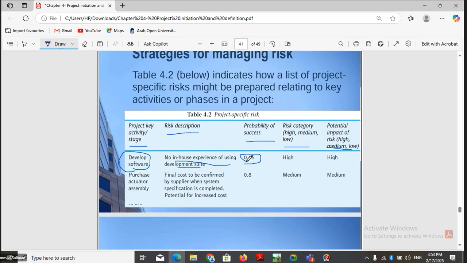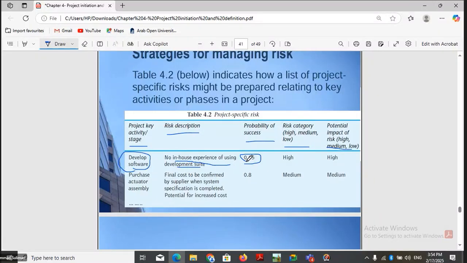Now, is this risk high? We're taking a risk to train the employees and then develop the project. Yes, because training does not guarantee that the employees will develop the software perfectly, because they don't have experience. They are learning new things, and they may need some time to gain that experience. Anything that goes wrong may lead to failure of the project. So the risk is considered high here, and the impact is also high. When the risk is high, the risk impact is also high.